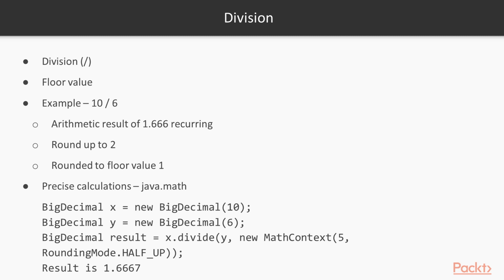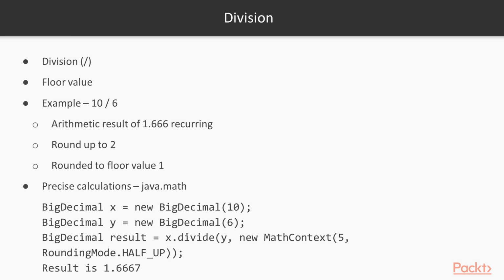When two numbers are divided, the result of a division will be the floor value of the result. So what is the floor value? Well, it's the result of the division, but with the decimals effectively chopped off. This can be seen in the example of 10 divided by 6. The result of this expression is 1.666 recurring, and under normal arithmetic rules, we would round the result up to 2. However, in Java, this is not done, and the number is rounded down to its floor value, which in this case is 1.